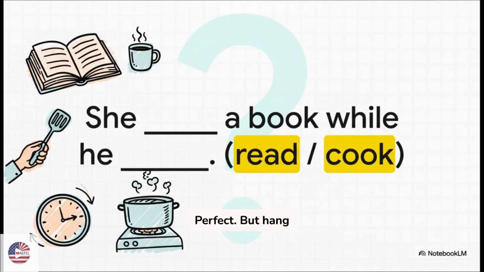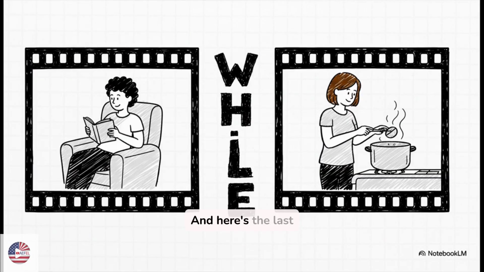Perfect. But hang on, what if there's no interruption? What if two things were just happening at the exact same time? Take a look at this one. She blank a book while he blank. And your verbs are read and cook. What do you do here? And here's the last piece of the puzzle. If both actions were happening at the same time, then they're both video clips. So they both get the past progressive. She was reading a book while he was cooking. That word while is a huge clue that you've probably got two ongoing things happening together.